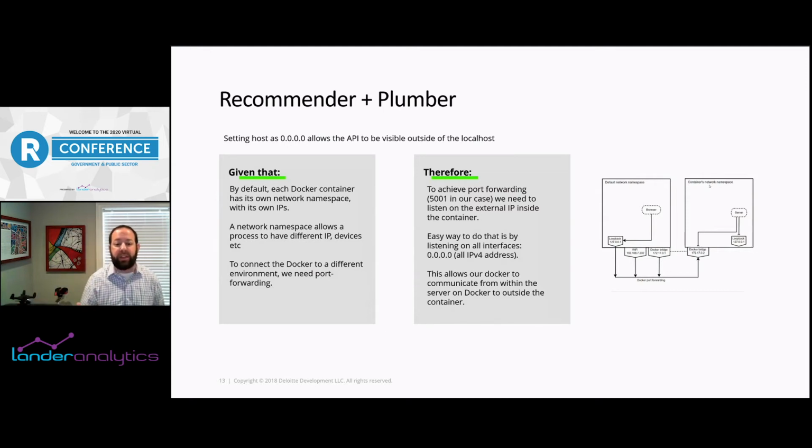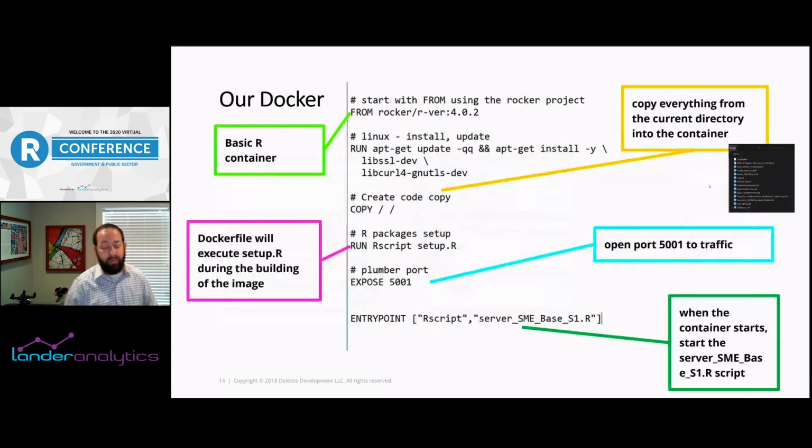So to achieve this, I need to listen on an external IP inside the container, and 0.0.0.0 is all IPv4. So it listens to everything. That will allow me to have the connection from the Docker to the external environment. Now, once you do that, you can create the Docker.